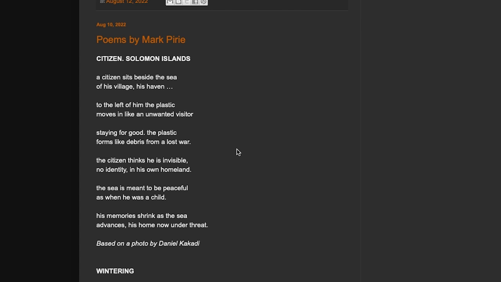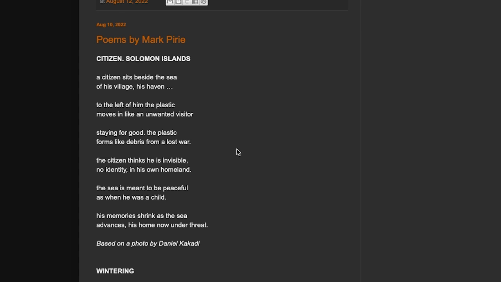it's set up into 2-line stanzas. I don't see any rhyme on the end of it. Let's check out if it's got a meter. As citizen sits beside the sea of his village, his haven. To the left of him, the plastic moves in an unwanted visitor. So I'm going to assume this is open form since there's not a consistent syllable count to this. I mean, I could definitely go through and put in what the meter would be, but I think it would be fairly sporadic. So we'll just leave it at that.